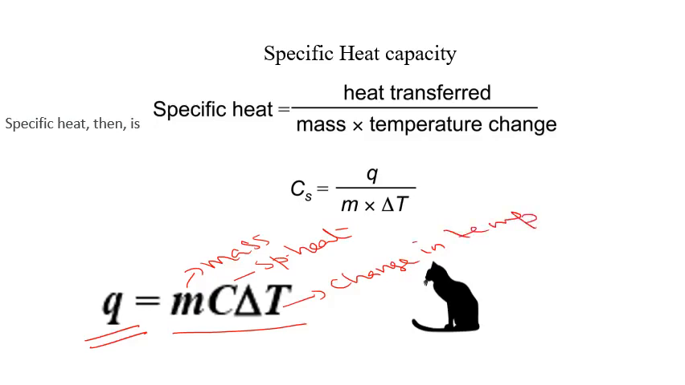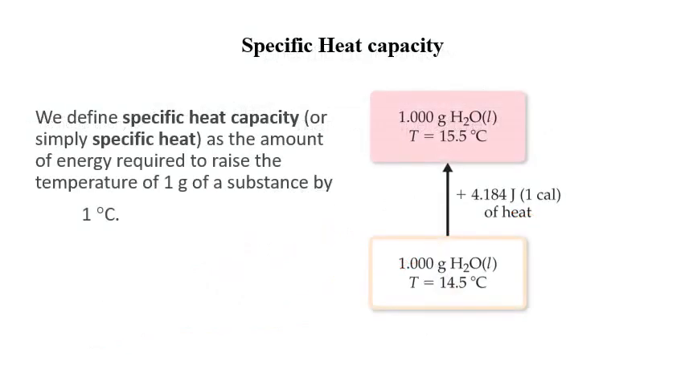Okay, so what does specific heat mean? Specific heat is the amount of heat energy required to raise the temperature of 1 gram of a substance through 1 degree Celsius. So here you can see an example: to raise the temperature of 1 gram of water from 14.5 degrees Celsius to 15.5 degrees Celsius, we need 4.184 joules of heat energy. So that is the specific heat of water.